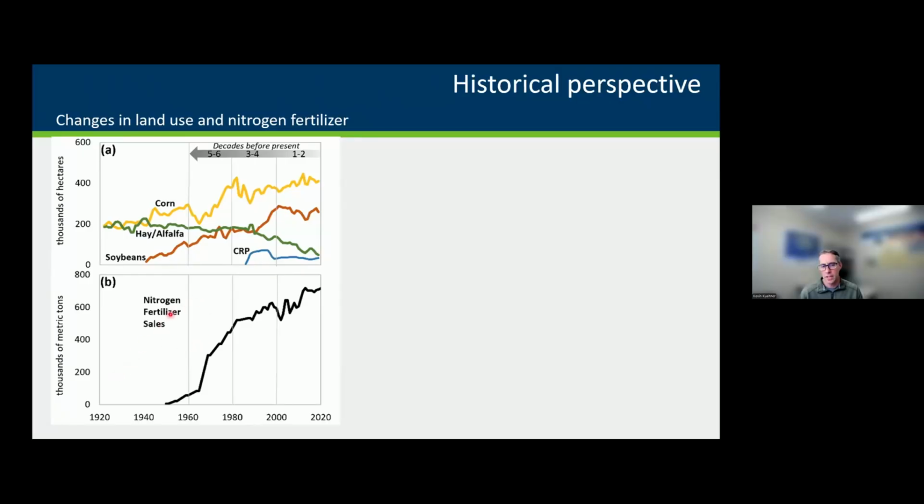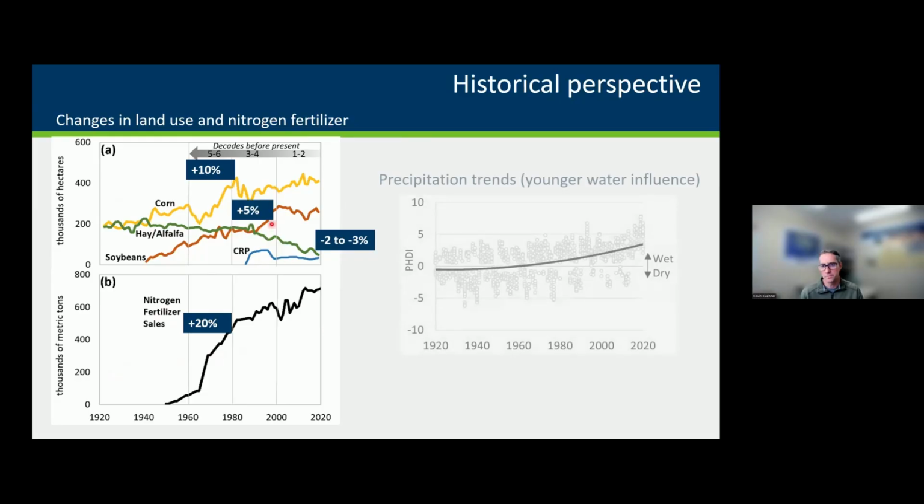And then we can also look at the historical in terms of the fertilizer sales across the state. And we see a lot of those changes, of course, were occurring after World War II, especially in the 1960s. For soybeans, we saw a spike there in the 1980s. And again, we see this continued decline of perennials. Now for that younger water fraction, we kind of have to think about the impact of precipitation and how that may impact these data as well.